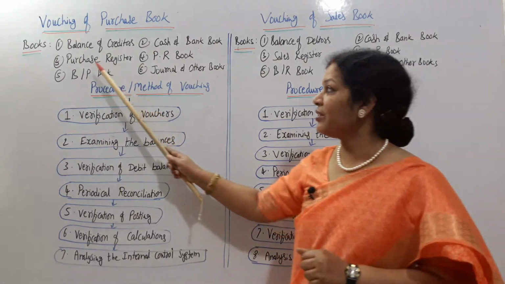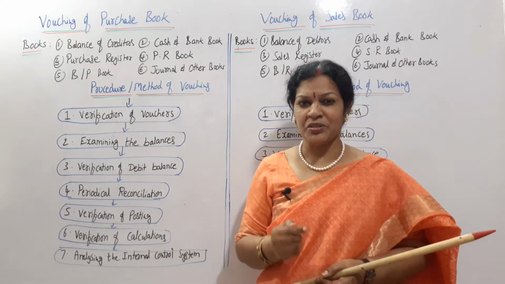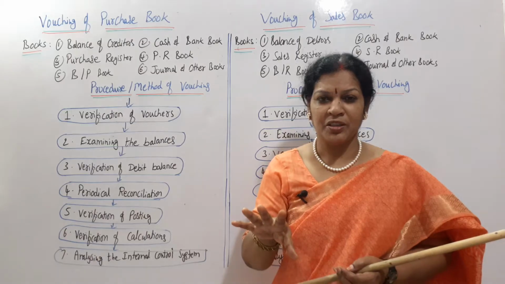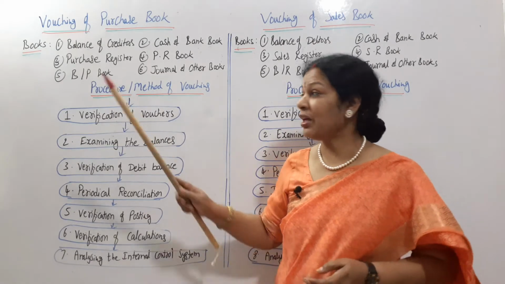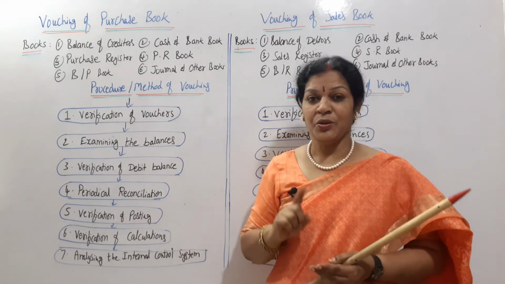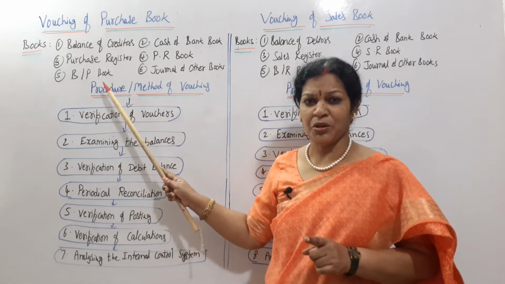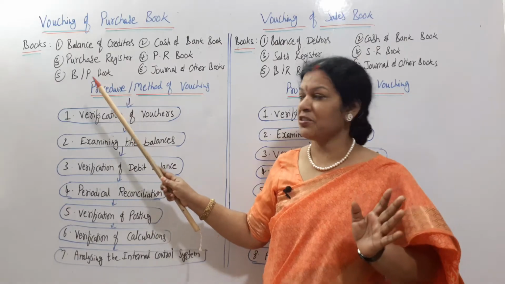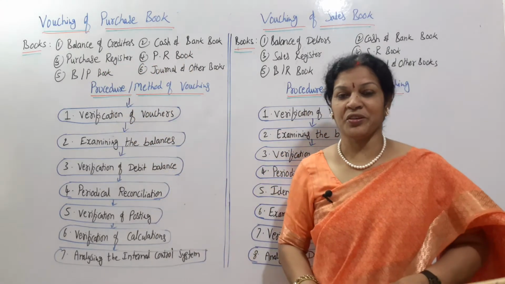And the third book is the purchase register. Whenever you are purchasing any goods, there will be a register, a book, with all the transactions recorded in one register. That needs to be observed so that no transaction is missing. What do you write in this purchase register? Only the credit purchases. That will be examined. Then after that, the purchase returns book.